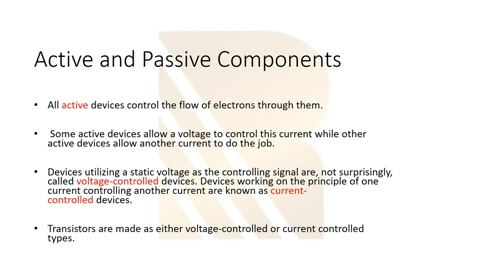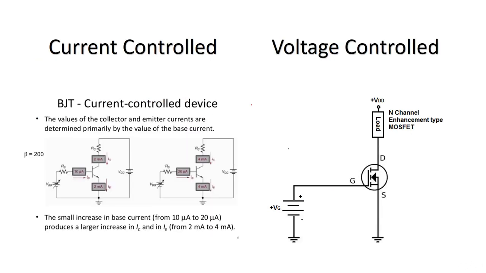Transistors can be of two types, voltage controlled and current controlled. Here we can see a BJT transistor is current controlled. It means that if we change the current of the base, we change the current of the collector. So basically we can control the current of the collector by the current of the base. That's why we call it current controlled.